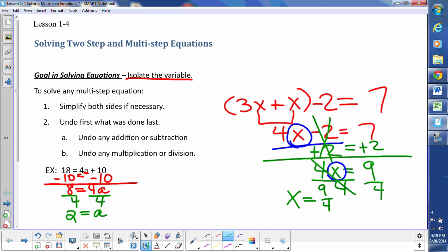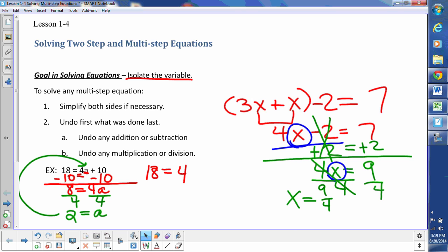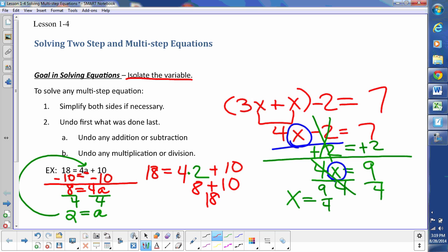And remember, to check my answer, I will put the value of the variable in for a, giving me 18 equals 4 times a plus 10, but in this case, a equals 2, so 4 times 2 plus 10. 4 times 2 is 8, plus 10 is 18, and it checks.